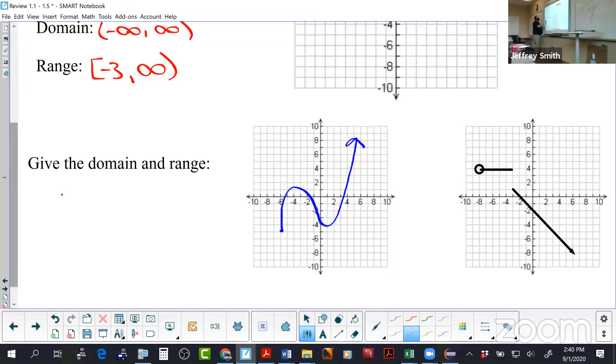You have the domain and range. Domain is -6 to infinity. The range bottoms out at -5 and goes to infinity.